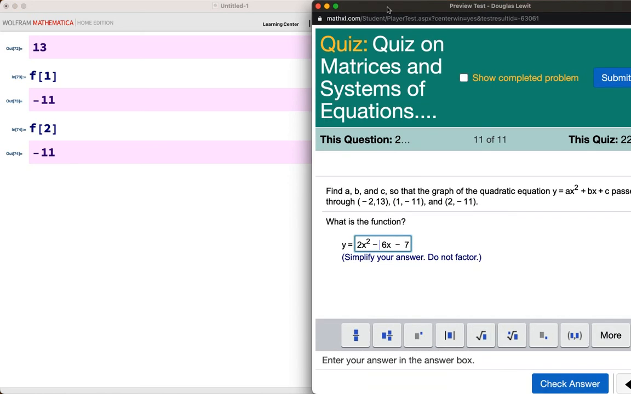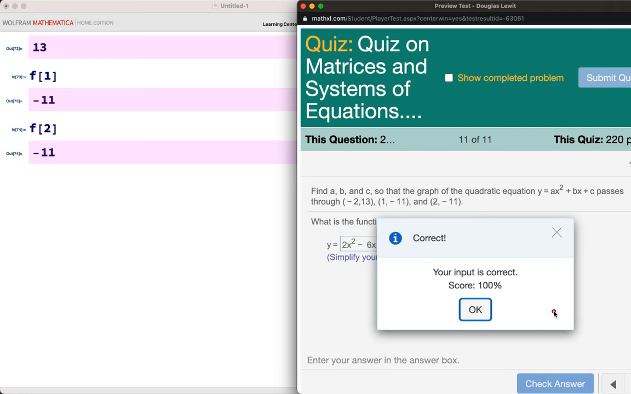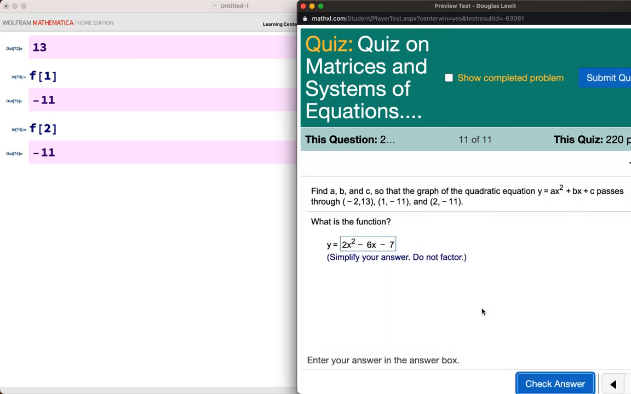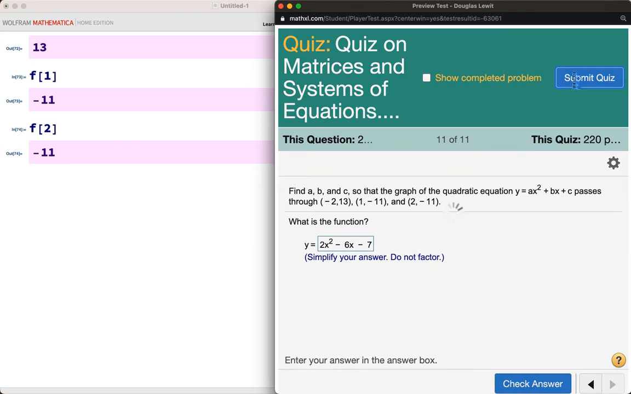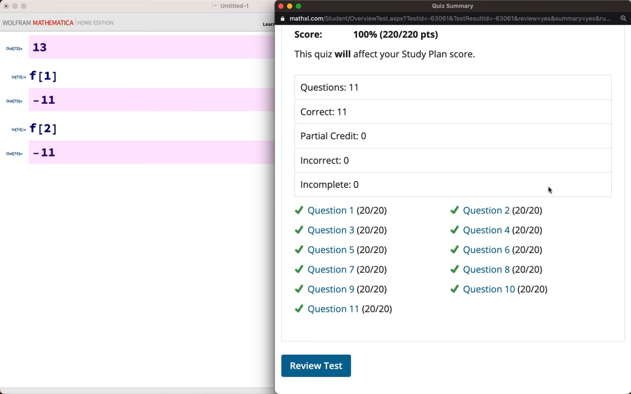All right, now let's see if this is the answer that Pearson wants. Check answer, your input is correct. Okay, we spent a lot of time on that problem. Wow, okay. So that looks good. And I'm going to submit my quiz. And it looks fantastic, okay? So that's your quiz. None of it was really that bad. I thought question 11 was a little tricky, but I must have made a mistake in entering the numbers for my matrix. So right now I'm not gonna worry about it too much, okay? Because this video has gotten a little bit too long.